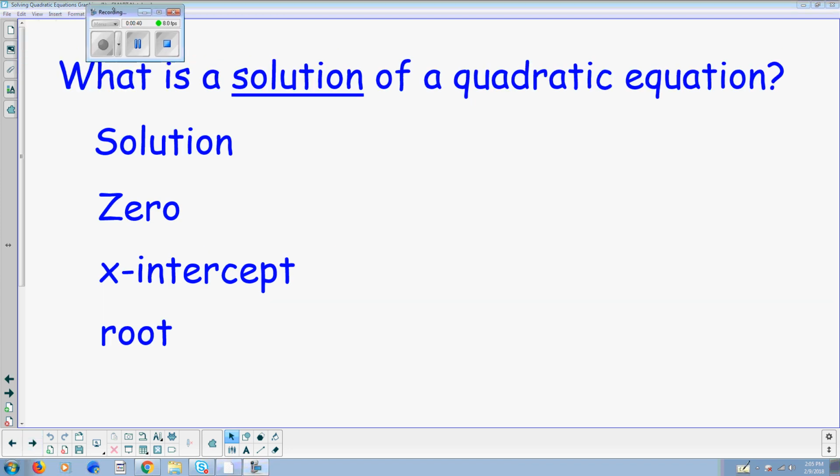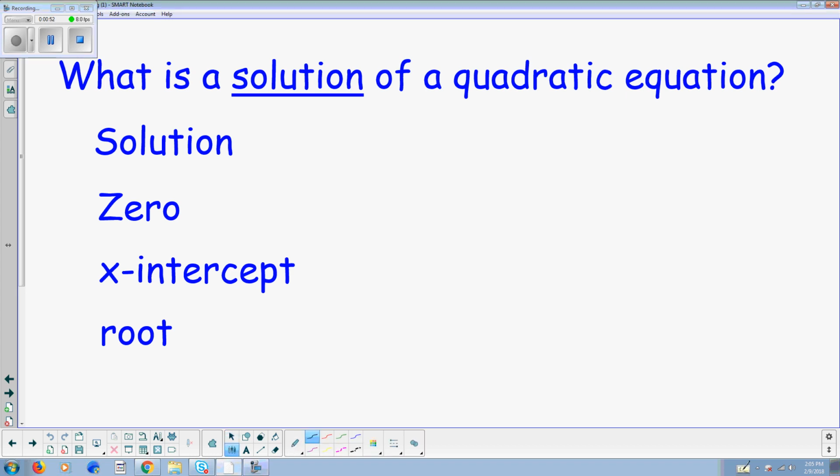Before we get into our first example, we want to talk about these key words. What is a solution to a quadratic equation? I've mentioned all year that there are 4 words in reference to quadratic equations, or really any polynomial equation, that generally mean the same thing. The word solution, or the word zero, the word x-intercept, or the word root, all mean to find the same exact point or points on a graph.